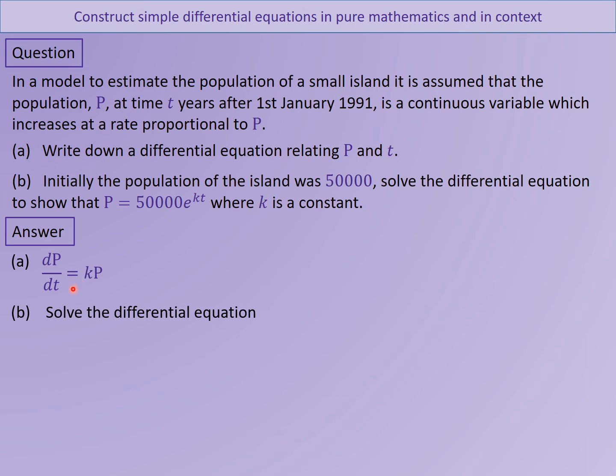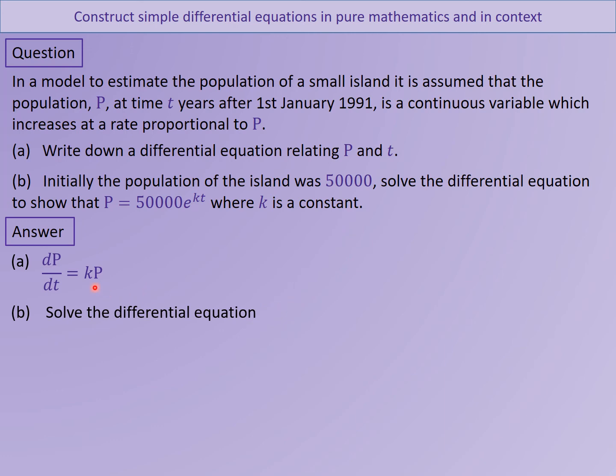So once I've got that, now what I can do is I can have a go at solving the differential equation. So in part B, that's what they're talking about. They're talking about solving the differential equation to get some sort of particular solution. So what I'm going to do is just rearrange this equation first and get myself a general solution, and then I can go on and potentially use this 50,000 to get a particular solution.